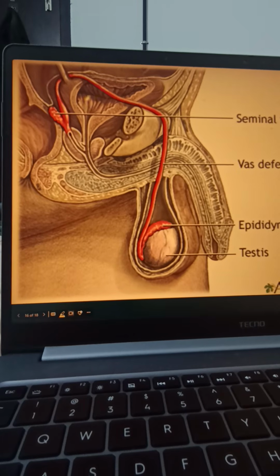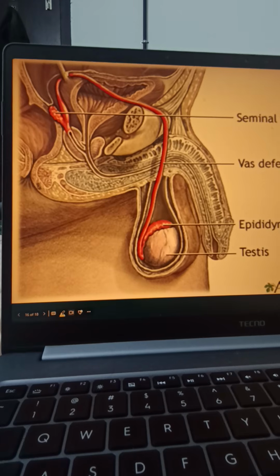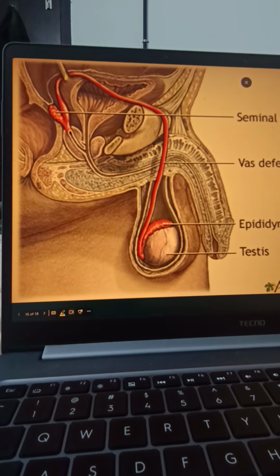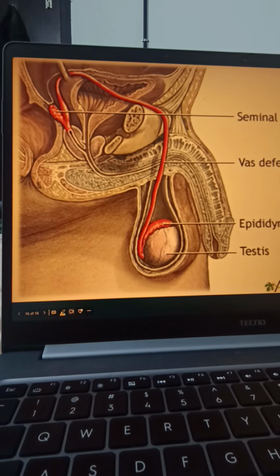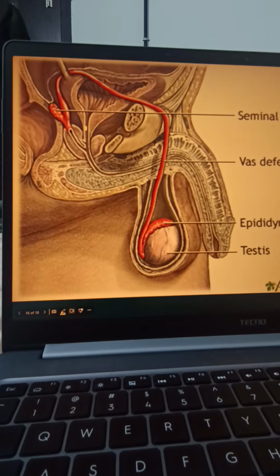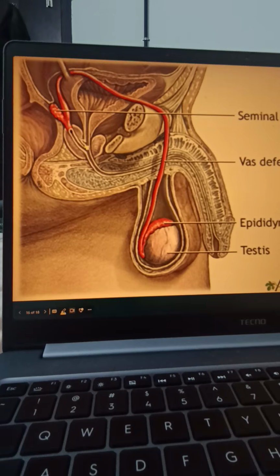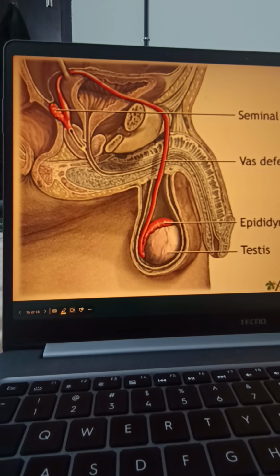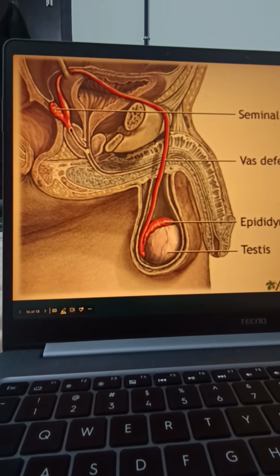So that means there is a common passage for the urine which is formed in the urinary bladder. You can see the tip of the ureter here coming from the kidney, and the urine is stored in the urinary bladder. It is ejected through the urethra. So there is a common passage for the urine as well as for the semen. It's a common passage, that is the male urethra.